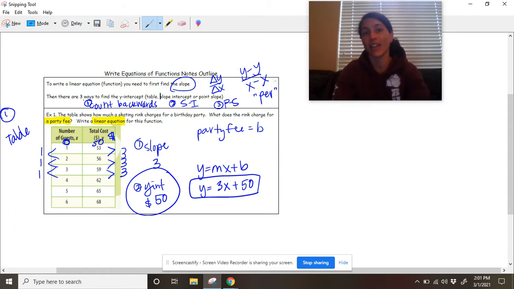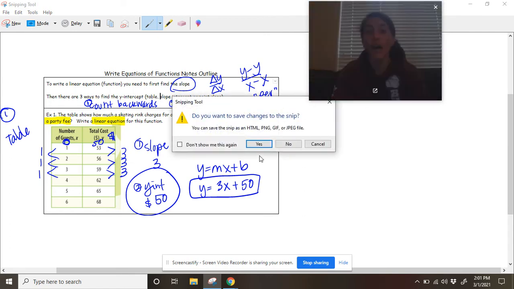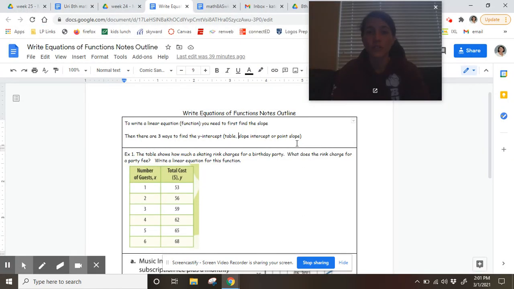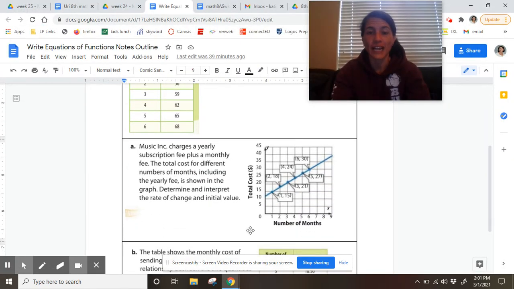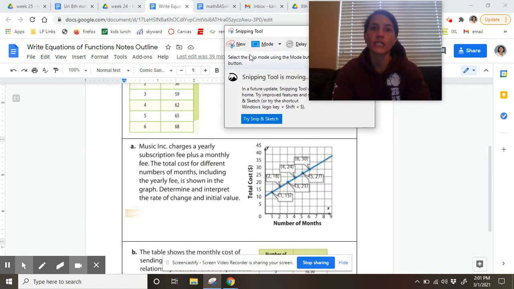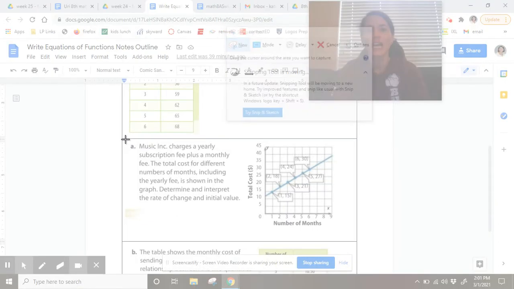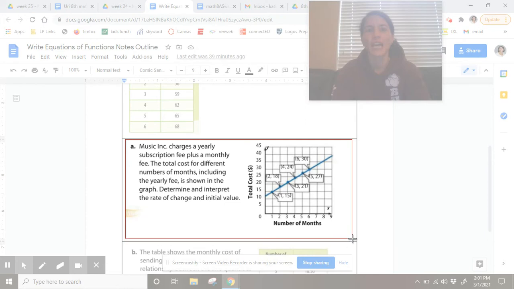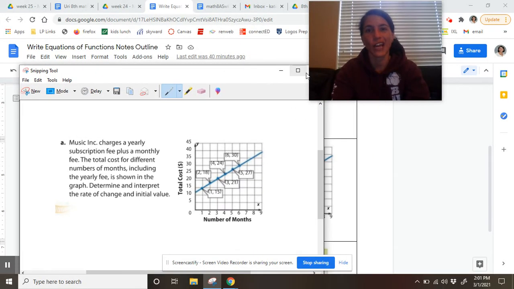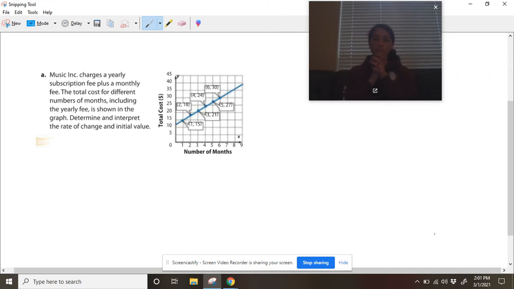Now, you might not always have a table. That's why I want to give you other ways to find the y-intercept. That's going to be right now the hardest. That's going to be the thing that we have to work on finding, because everything else will kind of come to us in the problem.